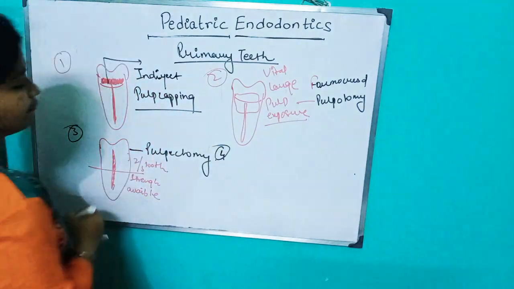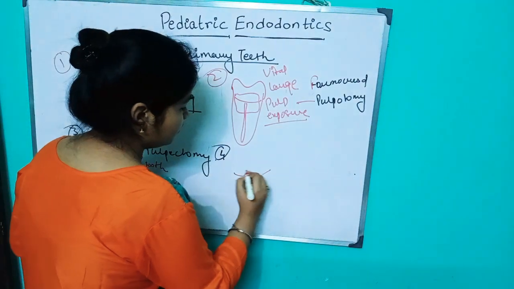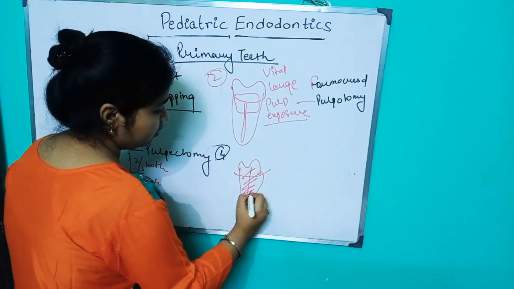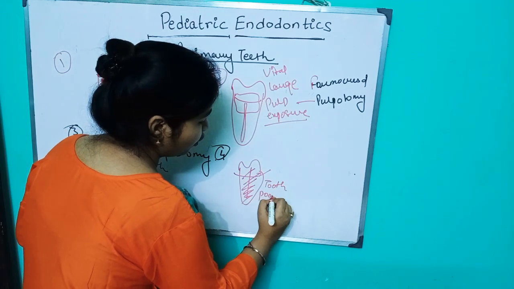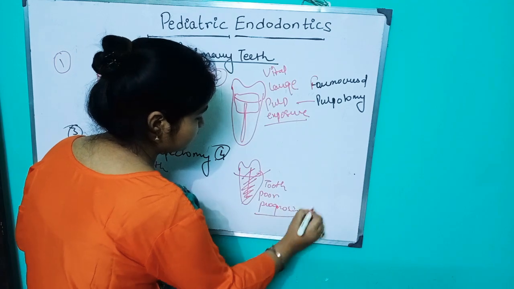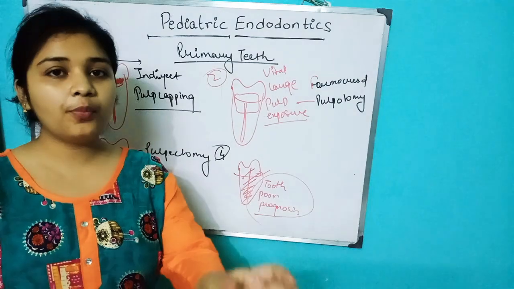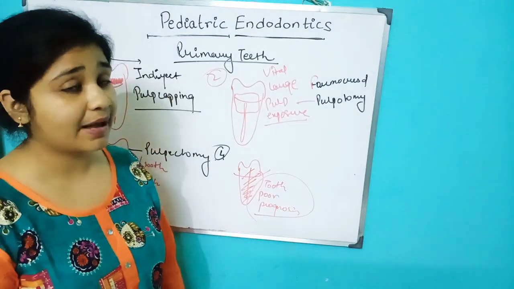Now condition number 4. Tooth with poor prognosis. The tooth has gone. Tooth with poor prognosis.